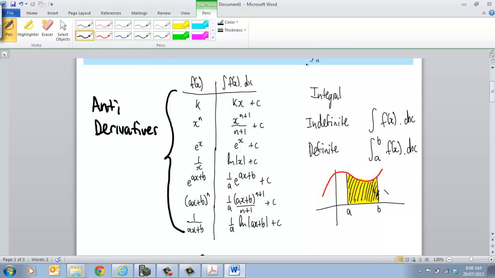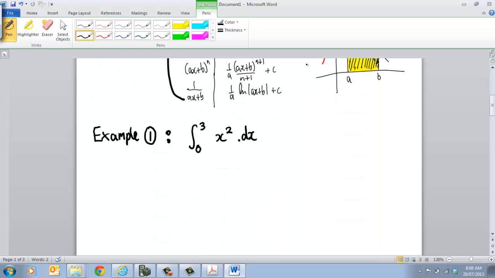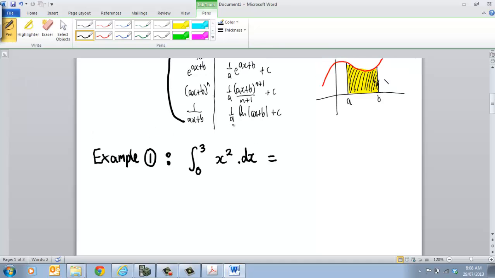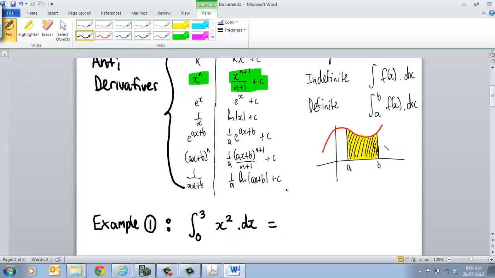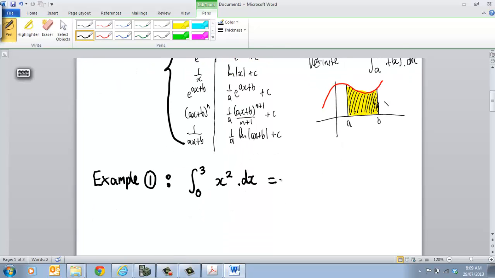I'm going to go through a couple of examples for you just to get the idea of how to integrate that, and I'm going to show you also how to do that on the calculator. Now if I'm going to integrate that, I'm going to use the first rule up here, which says that the integral of x to the n is x to the n plus 1 all over n plus 1, plus c. Now c could be any value, keeping in mind if you have a constant value and you differentiate it, it becomes 0.